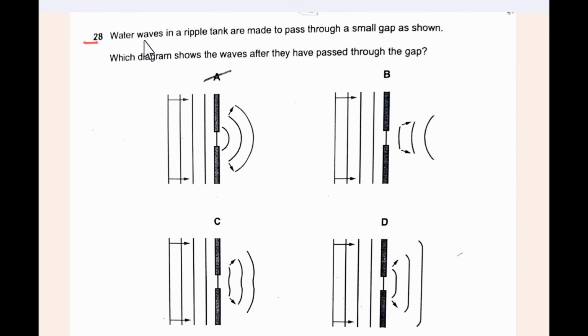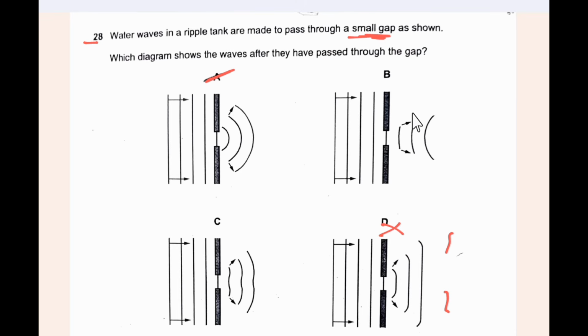Question number 28. Water waves in the ripple tank are made to pass through a small gap. Since the waves are passing through a small gap, the diffraction is more pronounced. As shown, which diagram shows the waves after they have passed through a gap? So the gap is small, so the diffraction is more, so the answer should be A. And in option D, we can see that for this diffraction, the gap is bigger. If the gap is bigger, then this type of diffraction is formed, and since it passes through a small gap, D is wrong.